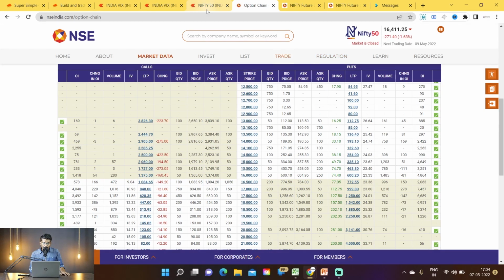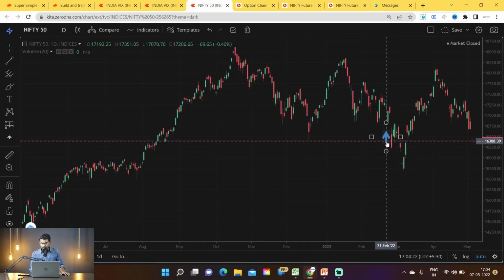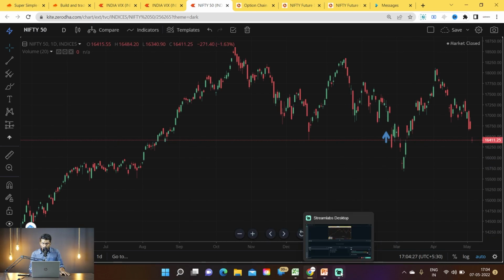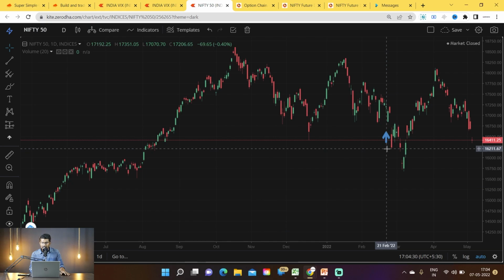Before that, I will take you to this chart. Now if you see here, this is 21st of February, and on 25th of February, Nifty was around 17,000. Open was around 17,192, high was around 17,351, low was around 17,000, and close was around 17,206. Let us assume you want to take a long term option. You had taken a long term option, December expiry, on 25th of February.